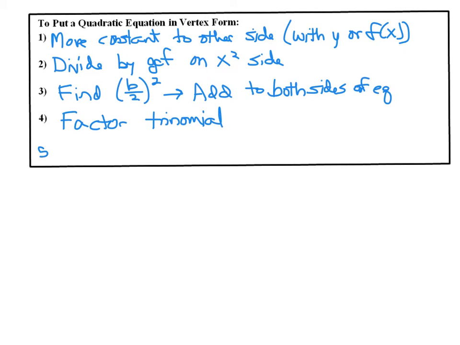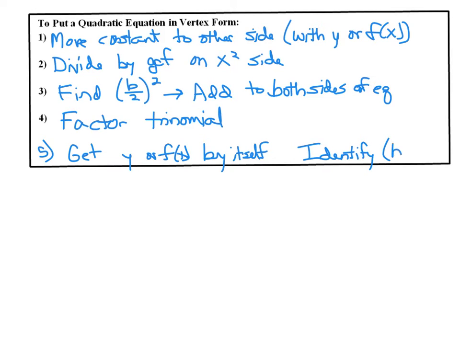And step number 5, we're going to add an extra step in your box there. Get the y or the f of x by itself and identify the vertex. And our vertex is always going to be that h comma k.